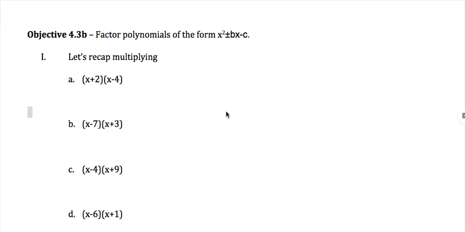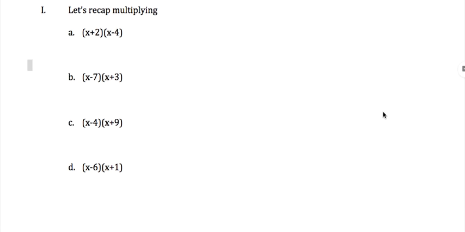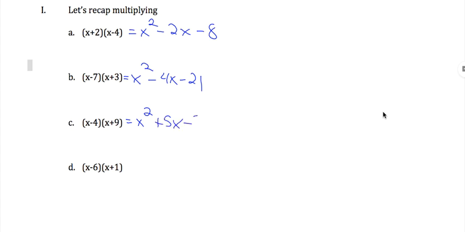Once again, I've got 4 polynomials for you to multiply. Multiply all those together while you're paused, and then come back. Okay, I'm assuming you've done that, and I'm going to go straight to the answers here. Answers for each of these should have been x squared minus 2x minus 8, x squared minus 4x minus 21, x squared plus 5x minus 36, and x squared minus 5x minus 6.